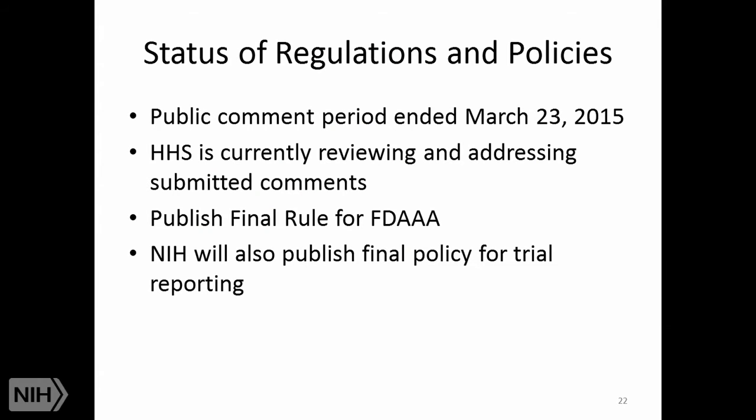At this time, we're expecting finalization of the rules for FDA and the NIH policy in late summer, early fall of this coming year.